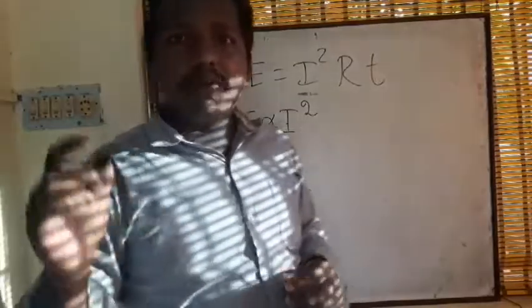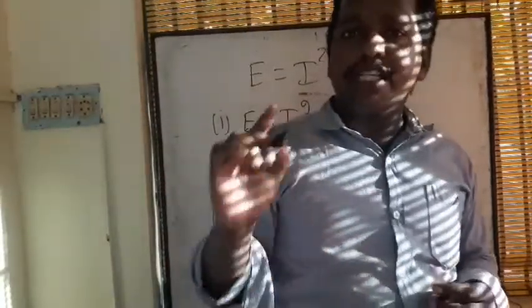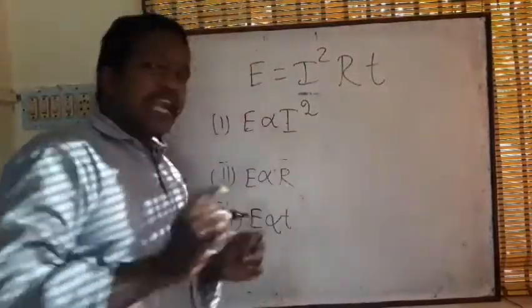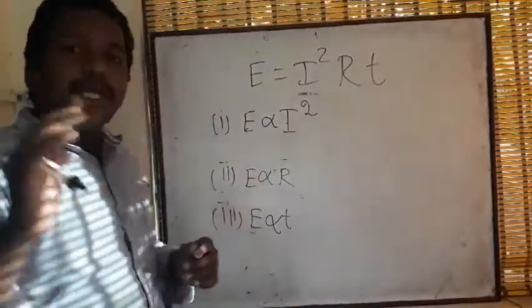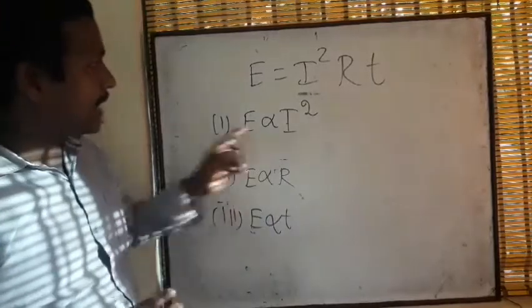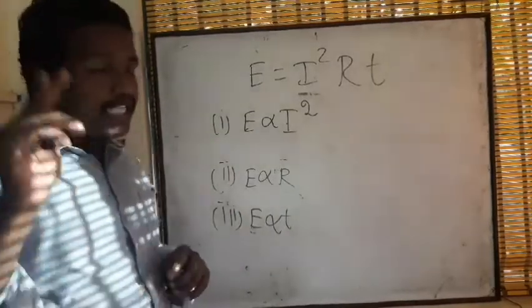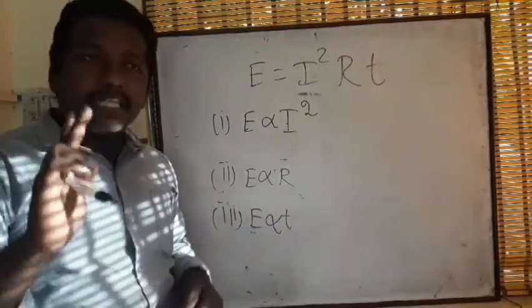That means only the current is squared, while resistance and time are directly proportional. So if current increases twice, the energy will increase 4 times because of the squaring of current. If resistance increases twice, the energy will increase twice.